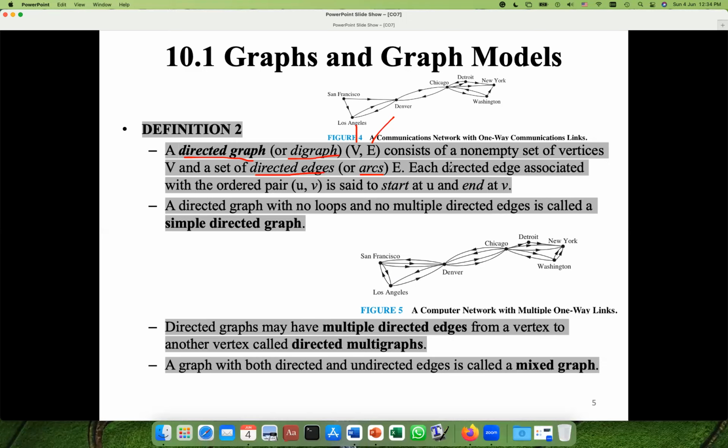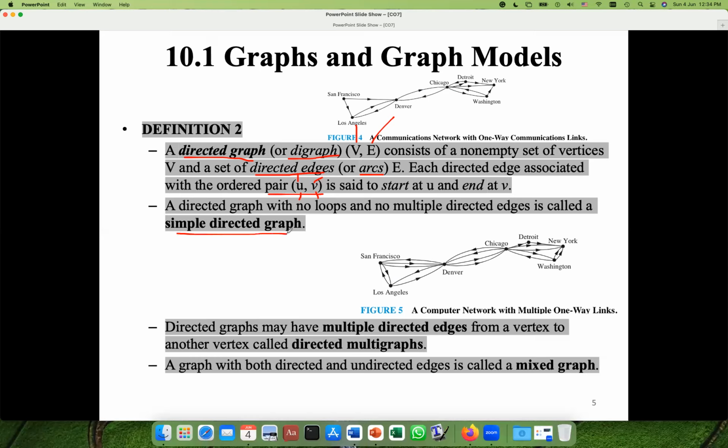And you can represent each edge with a pair like that, a pair U comma V, where U is a vertex and V is also a vertex. U and V are nodes. What it is saying is that the edge starts from this U node and ends at this V node. So U is the starting vertex or node of that edge, and V is the end point of that edge.